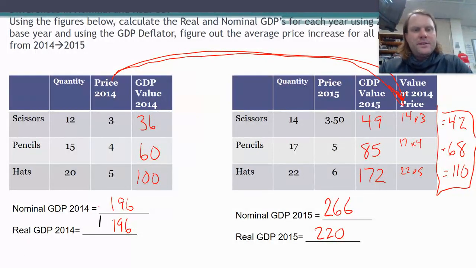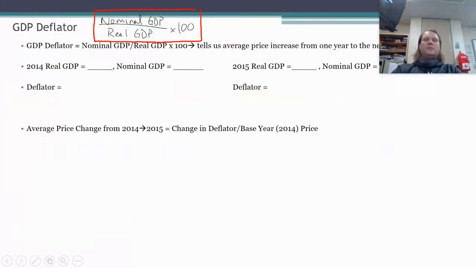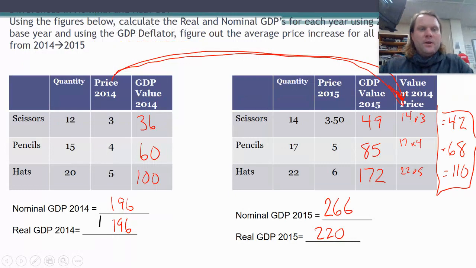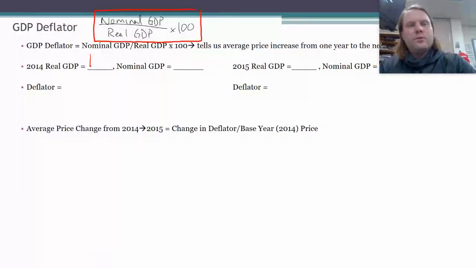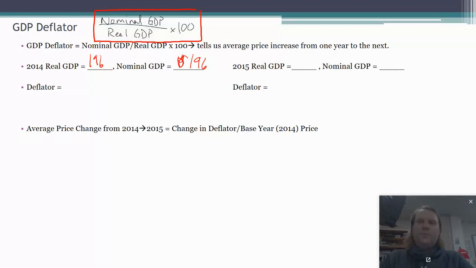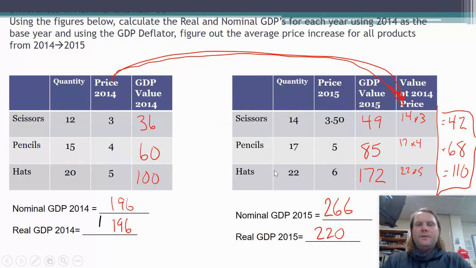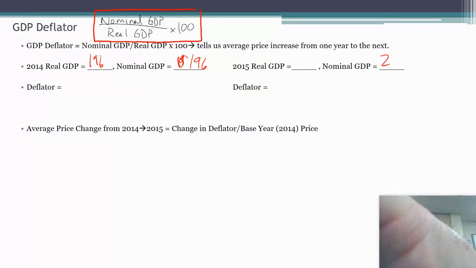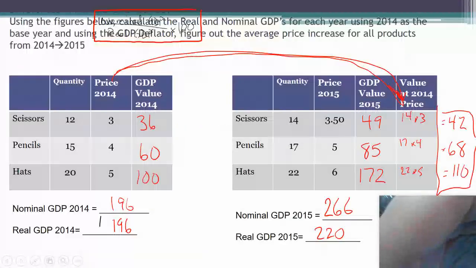I ended up with 196 real GDP in 2014. That's our base year, so that's easy. That's going to stay the same for both. Over here, I ended up with 266 and 220. Now let's apply this deflator. Our nominal and real GDP from 2014 is 196, 196. And our nominal and real GDP from 2015 was 266 and 220.